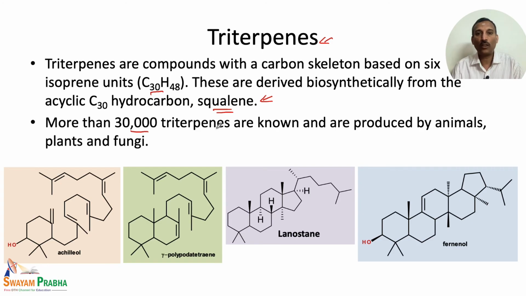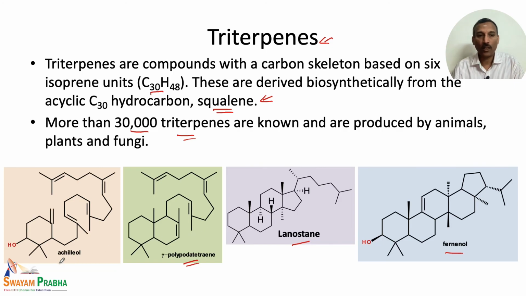Of all the terpenes, triterpene forms the major class of compounds, and we will look at the different types of compounds that can be obtained from the triterpenes. Here we have a couple of triterpenes. Polypodatetraene is an example of a triterpene. Lanostane is another example of a triterpene.